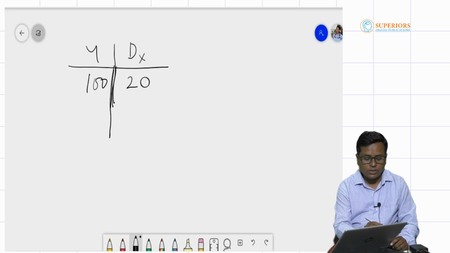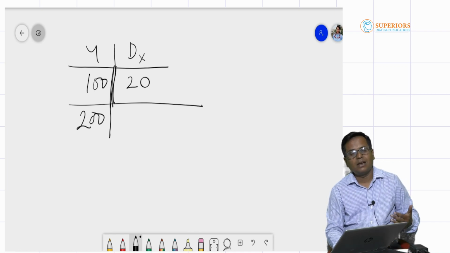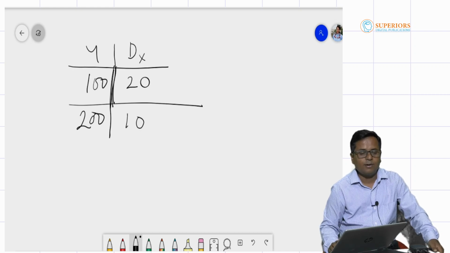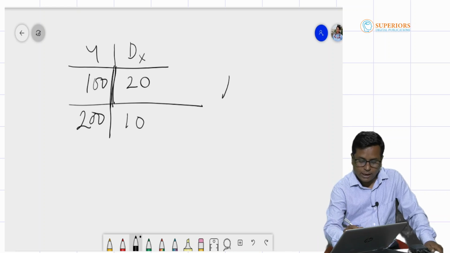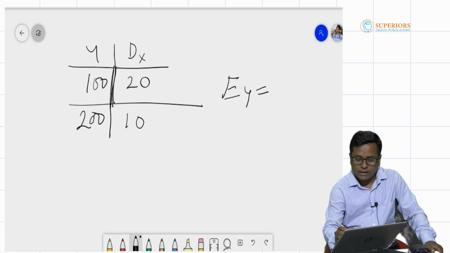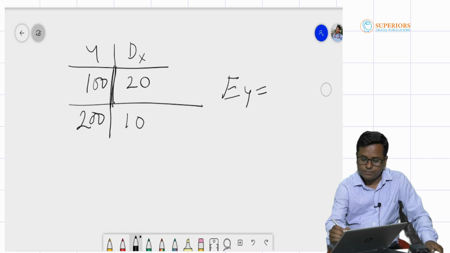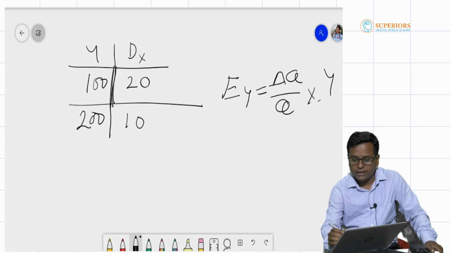His income changed. His income increased from 100 rupees to 200, and now he demanded less of that commodity than before. He demanded only 10 units of that X commodity. So what is the income elasticity of demand? Here income elasticity of demand is equal to delta Q divided by Q into Y divided by delta Y.